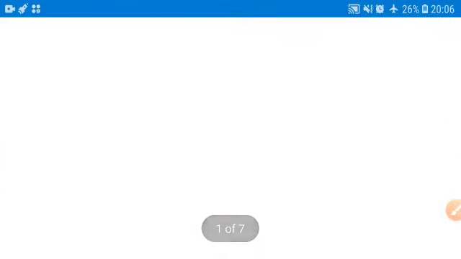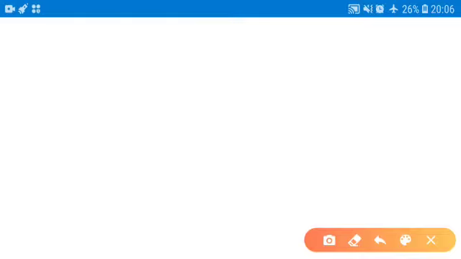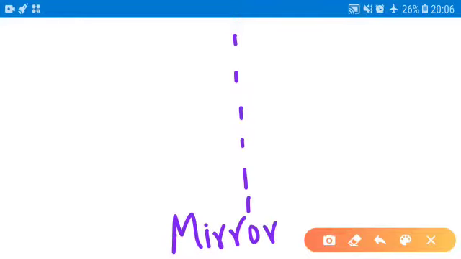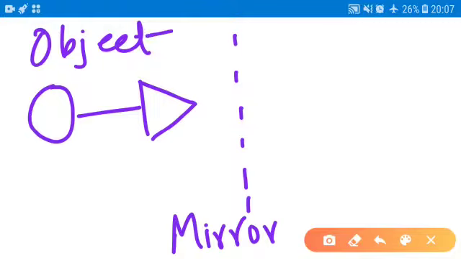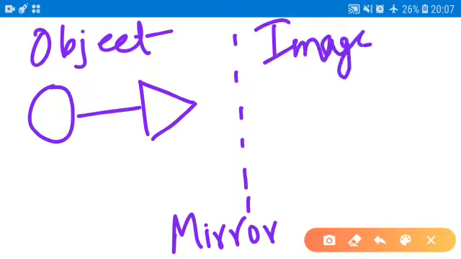Let me tell you what mirror images are. For example, this is our mirror. Okay, this is a mirror, and one object is placed at the left side. Okay, this is the object, and we will make the image of this object with the help of this mirror.